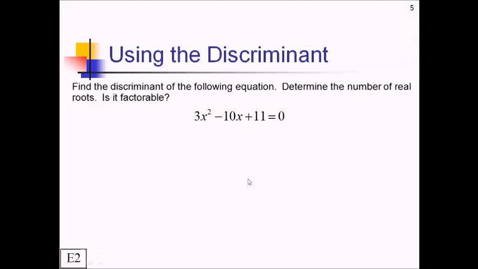So using that kind of reasoning, go ahead and try the next 3 examples on your own. Pause the video and do that. All right, let's see how you did.